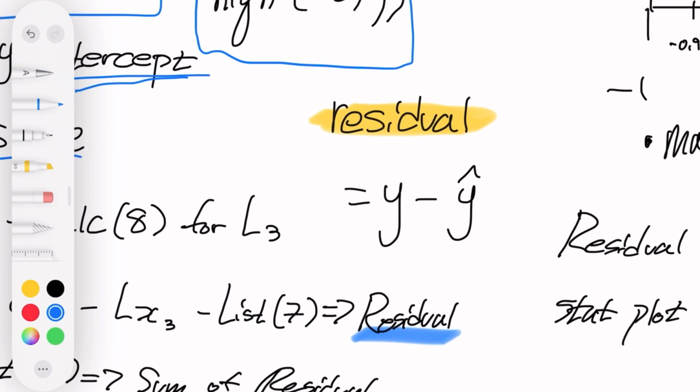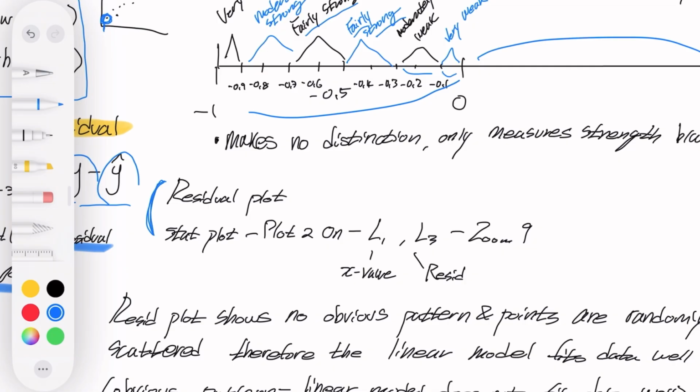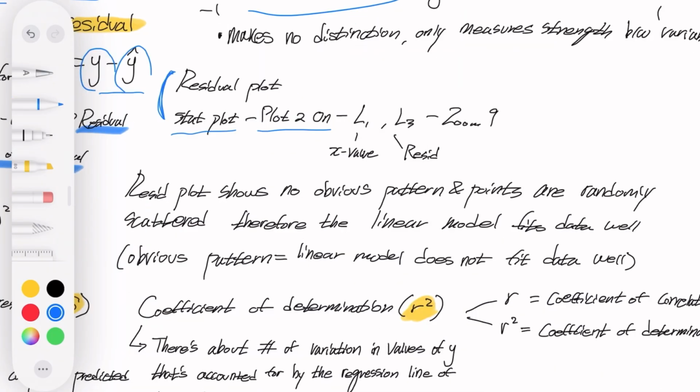To find your residual, it's your observed y minus your predicted y. To find those in your calculator, you just need to remember these few steps. Just write them down, or get used to using the calculator. For the residual plot, that will be your way to find it in your calculator. This chapter is all about memorizing how to interpret your data with context. If your residual plot shows no obvious pattern and points are randomly scattered, the linear model fits the data well. If there's an obvious pattern, it means that the linear model does not fit the data well.